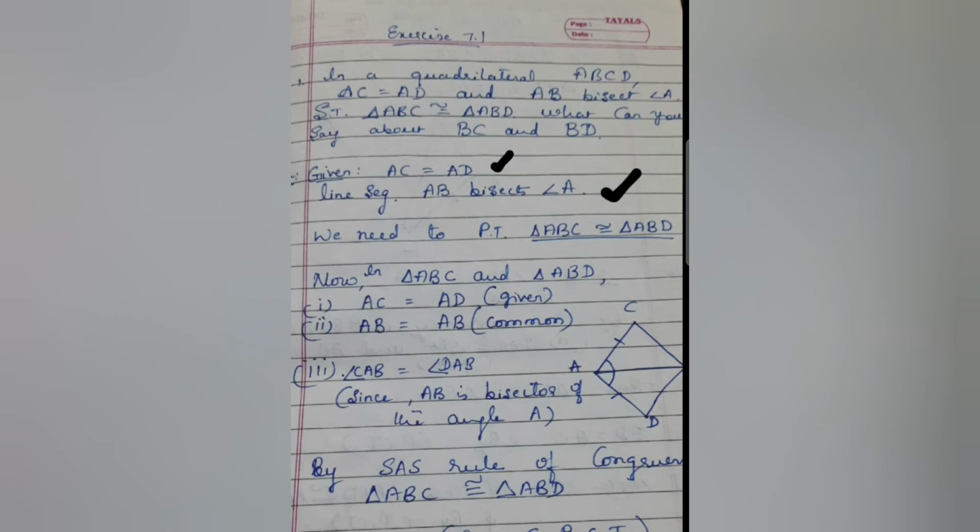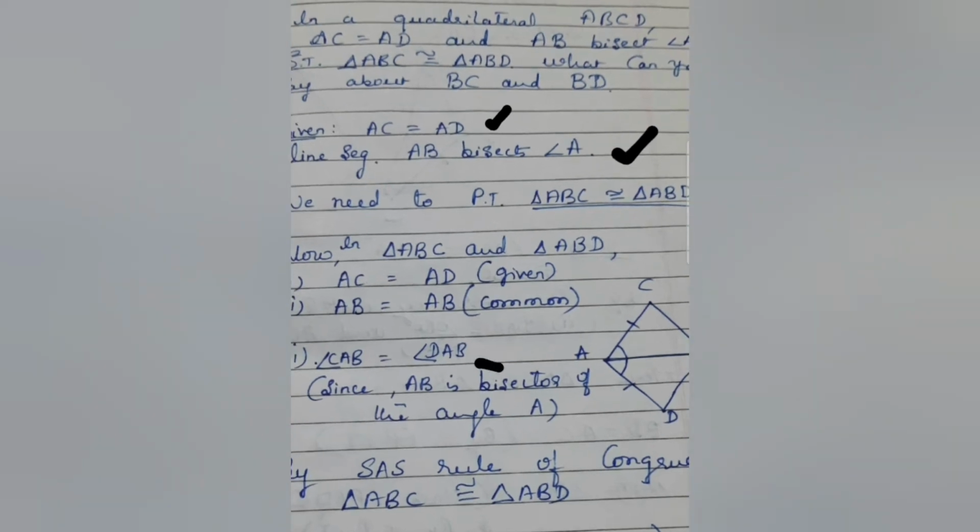Now what we need to prove is that triangle ABC and triangle ABD are congruent to each other. In order to prove that, we have to consider certain points. First is whatever they have given, that is AC is equal to AD, so you get a common side in both the triangles. The second thing is AB is equal to AB, the common arm of the triangles. We have to consider that also as equal.